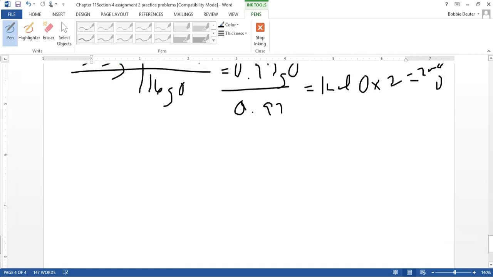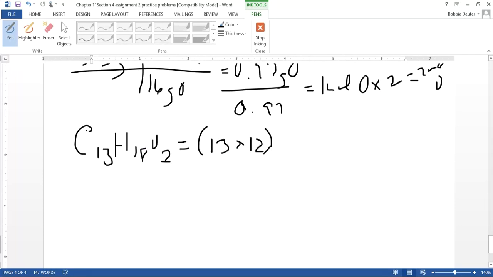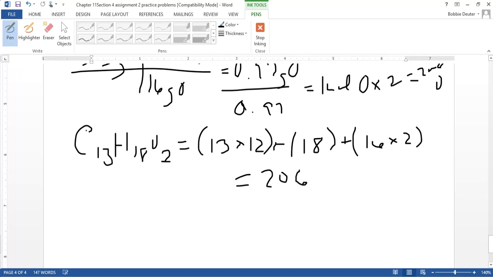Okay, so let's go down here. Let's put that into our equation. So now we have C13H18O2. Find the molar mass of this. 13 times 12 plus 18 plus 16 times 2. We get a molar mass of 206 grams per mole.